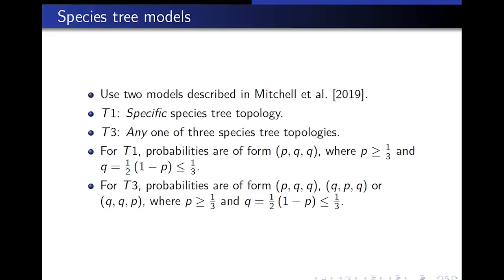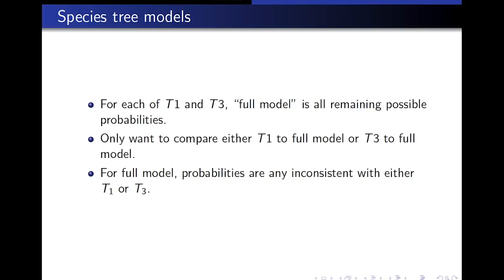For simplicity and in the interest of time, we're only going to look at model T1 in detail in this talk, and not T3. We compare the models with assumed species trees, so that's model T1 and model T3, to models without. Typically, we're only interested in one of model T1 and model T3, and we define the full model relative to it. We define the full model to be all probabilities inconsistent with model T1 or model T3. If we select the full model over model T1 or model T3, this could mean that the or a species tree is a poor model.